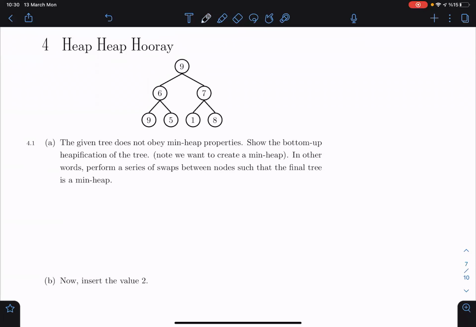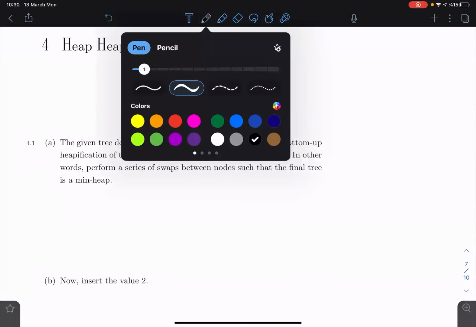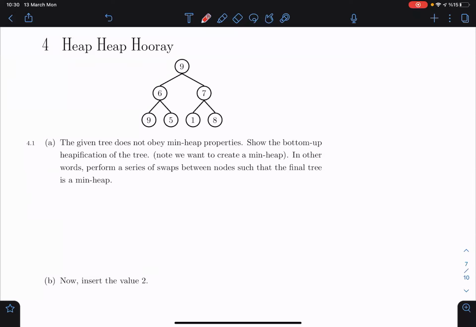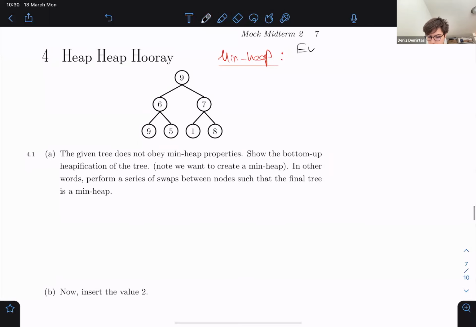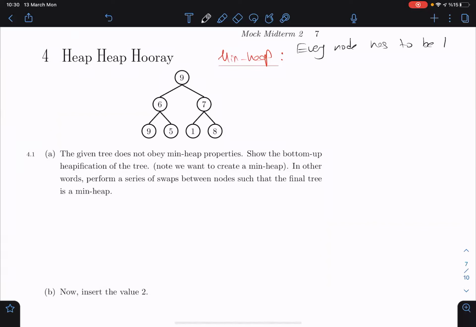Hello everyone. Today we'll be going over question number 4, HeapHeapHooray. So today we have a minimum heap question, and in order to solve this, let's remember the two important min heap properties. Number 1 is the min heap property, which asks us that every node has to be less than or equal to their children.